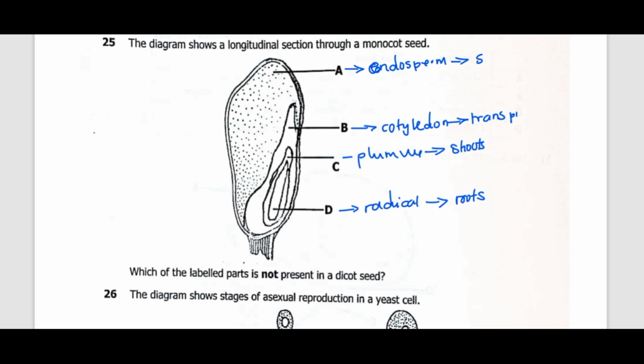Endosperm stores the nutrients. Then, which of the labeled parts is not present in a dicot seed? Like which of these parts is not present in a bean seed? So in a bean seed we don't have endosperm, so A is not there.